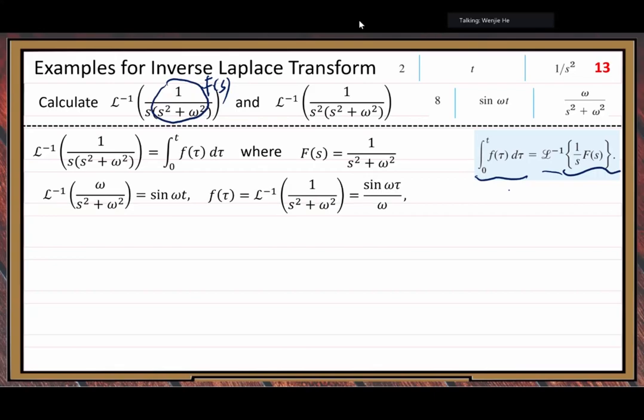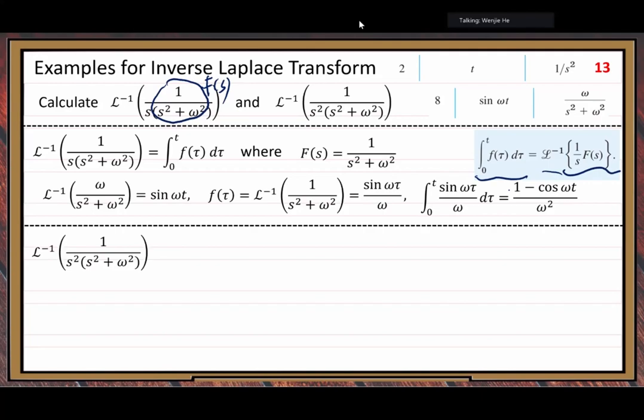Then we need to do the integral operation on that sine function. Integral of sine, this calculation is pretty easy, right? Then we can write our final answer. The final answer is the integral of that. This is the final answer, because the integral of f is the final answer.